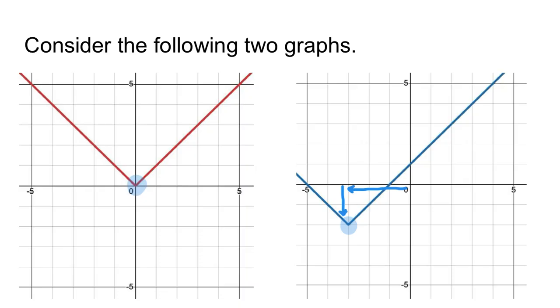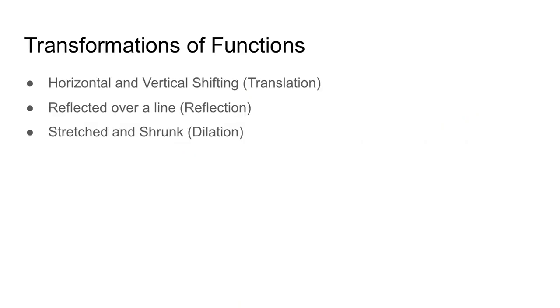These are called transformations. And if you remember in geometry, you talked about transformations of shapes. You thought about horizontally and vertically shifting a shape. You called those translations in geometry. You talked about shapes being reflected, and we still call those reflections in algebra.